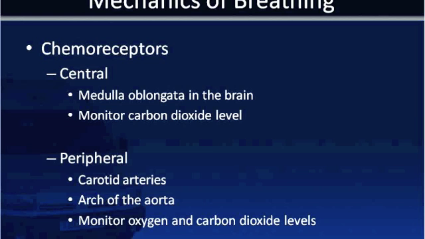Peripheral chemoreceptors, located in the carotid arteries and arch of the aorta, monitor changes in carbon dioxide and oxygen levels. However, their most important role is in monitoring the level of oxygen in the blood. Peripheral chemoreceptors exert little control over ventilation until the level of oxygen in the blood has dropped very low.